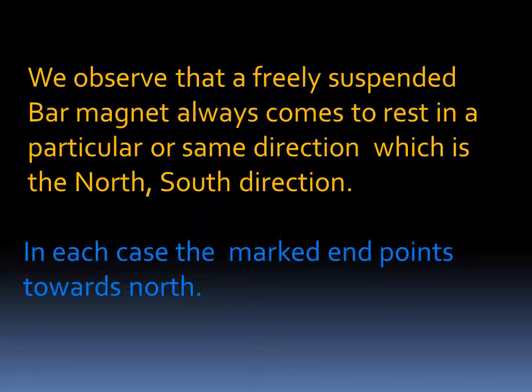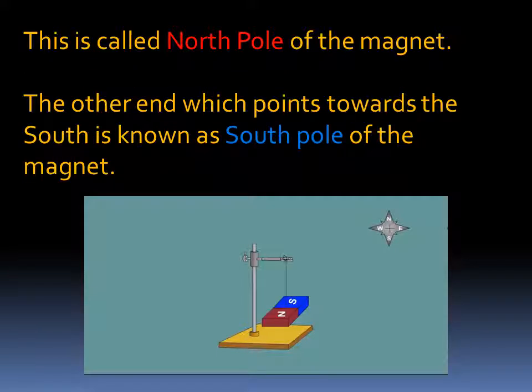We observe that a freely suspended bar magnet always comes to rest in a particular or same direction, which is the north-south direction. In each case, the marked end points towards north. This is called north pole of the magnet. The other end, which points towards the south, is known as south pole of the magnet.